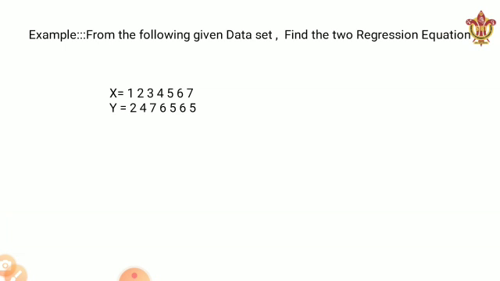Now, in this particular example, we have two data sets, x and y. Data x contains the values 1, 2, 3 till 7, and y contains the values 2, 4, 7 and so on. In this case, we will be calculating the regression equation, or we can say the line of regression. Line of regression is calculated by finding x on y. So we are considering the same example which I showed you.